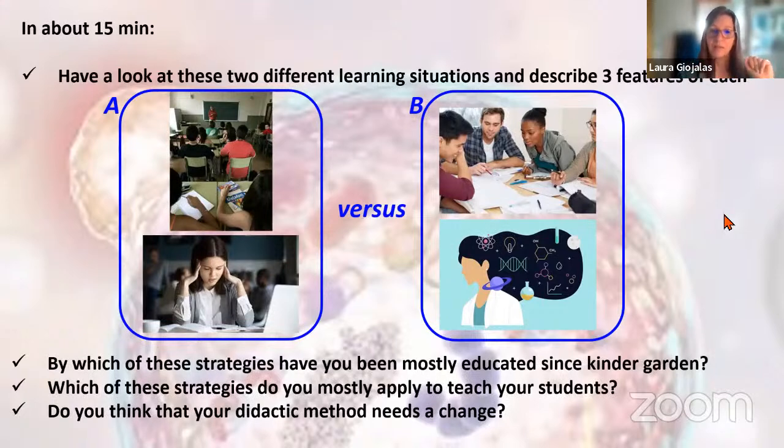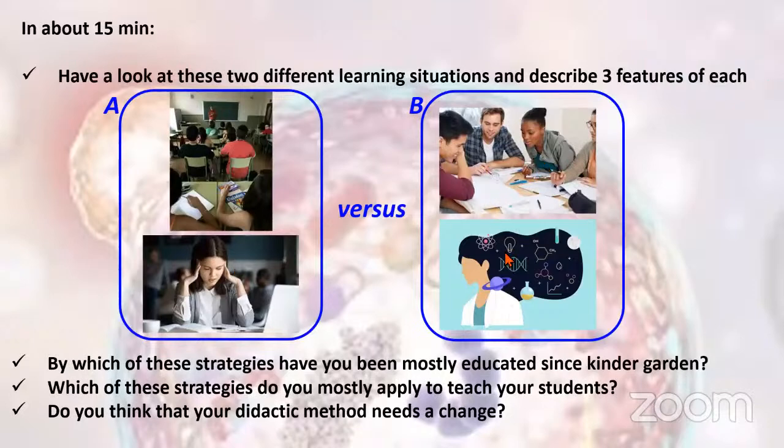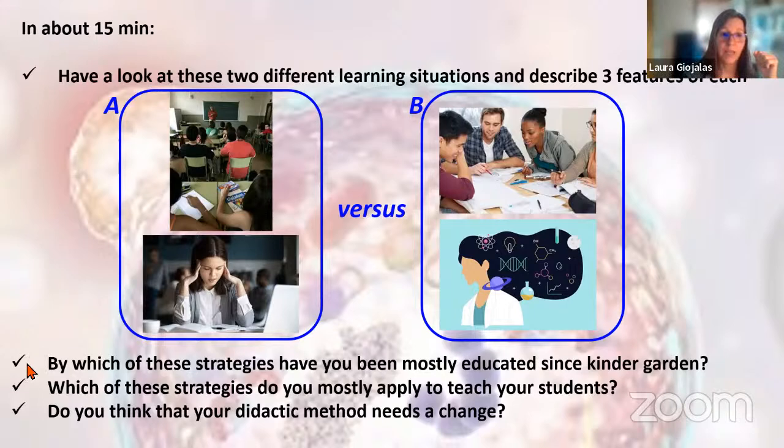Okay. So if you want, I would like you just to make a reflection about what I was talking about in about 15 minutes. If you finish in advance, it's okay. If you need some time, it's okay too. I would like you to have a look at this image here in A and this image here in B that represent two different learning situations. And I would like you to describe 3 features of each. So 3 features that you see here and 3 features that you have here. And then to think about by which of these strategies have you been mostly educated since kindergarten? And then which of these strategies do you mostly apply to teach your students?